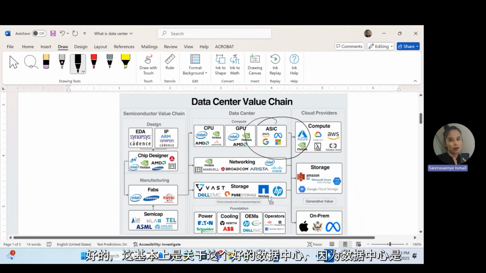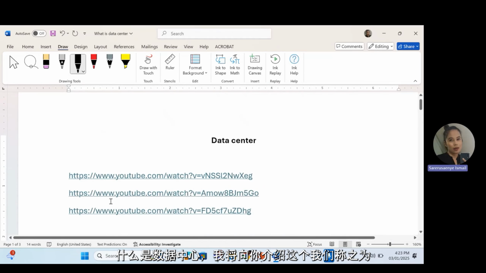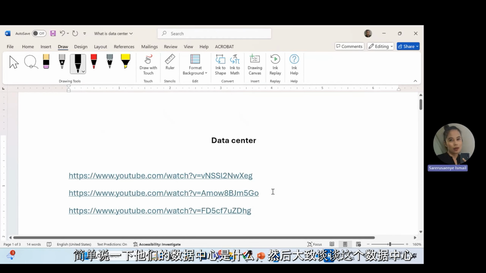Next, data center, because a data center is, I guess, the best example technology affected by the changes in current computer architectures. So what is a data center? Definitely we have a question about this. What is a data center? I am going to give you this document for your reference, for you to see briefly what a data center is.